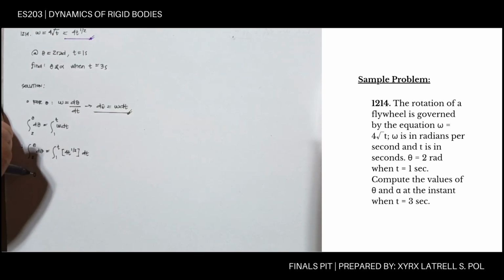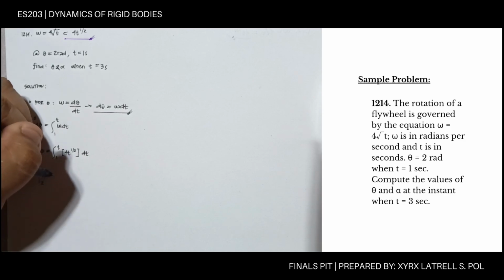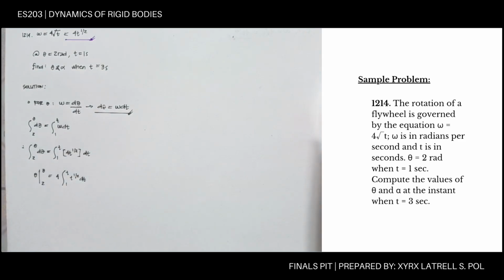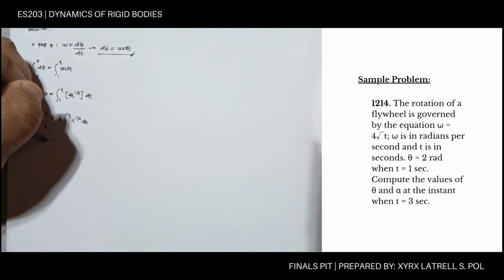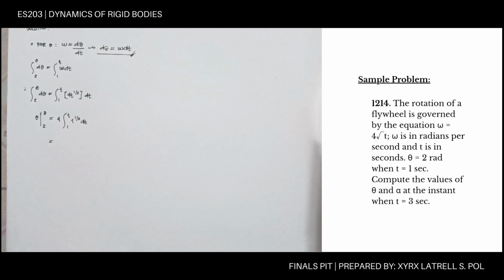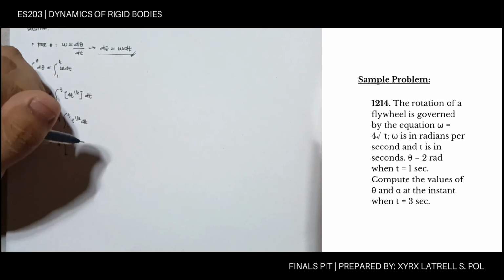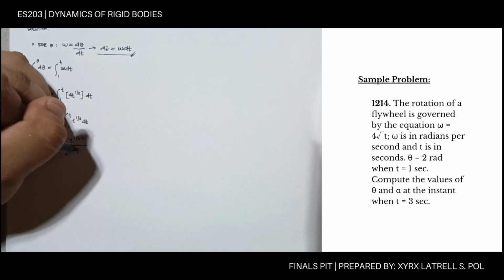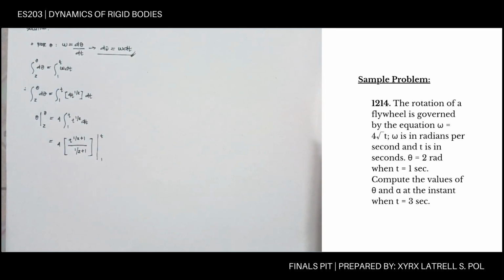Then integrate lang natin guys. So yung integral of d theta is theta lang to be evaluated from 2 to theta. Then sa right side ay ilalabas natin yung 4 kasi constant lang din naman to. Since yung left side is for evaluation na lang guys, focus lang muna tayo sa right. So yung 4, i-multiply natin sa integral ng t raised to 1 half, which is t raised to 1 half plus 1 over 1 half plus 1. Tapos evaluate natin to lahat from 1 to t.